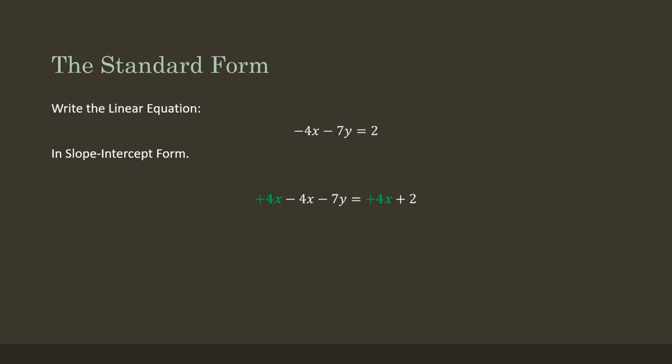First, we add 4x to both sides. Then we divide both sides by -7. After doing those steps, we get the equation in slope-intercept form: y = -4/7 x - 2/7.